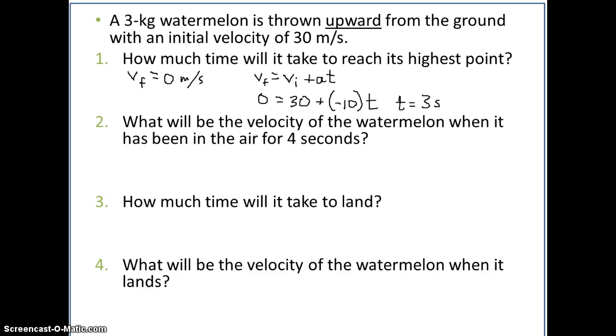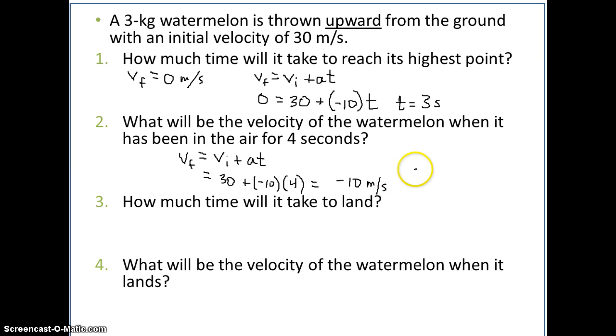Okay, on this second question, they're asking us what is the velocity when it's been in the air for 4 seconds, and we're going to use the same equation, but we're solving for a different thing. VF is VI plus AT. This time we still know the VI is 30 meters per second. We know the acceleration is negative 10. We know the T is 4. When you do all the math right here, you're going to end up with 30 plus negative 40, which is negative 10. So, negative 10 meters per second.